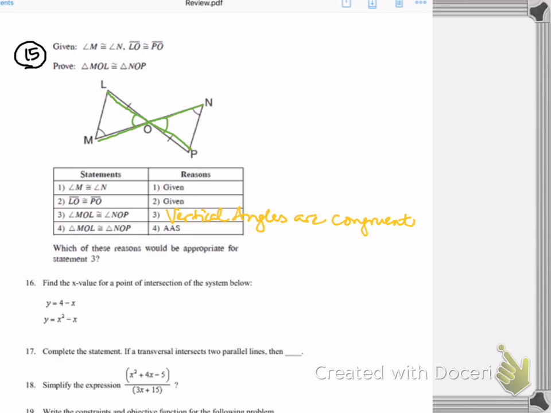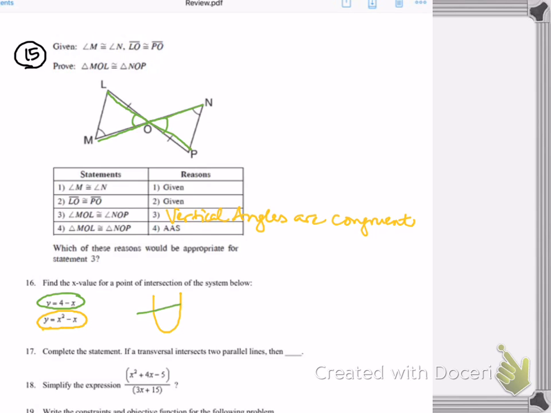In number 16, it's asking us to find the x value for a point of intersection for the system. Now, you can solve systems by substitution, elimination, or graphing if they're linear, but this one's not linear. This one has a quadratic equation and it also has a linear equation. Remember, quadratic equations are parabolas and linear equations are lines.